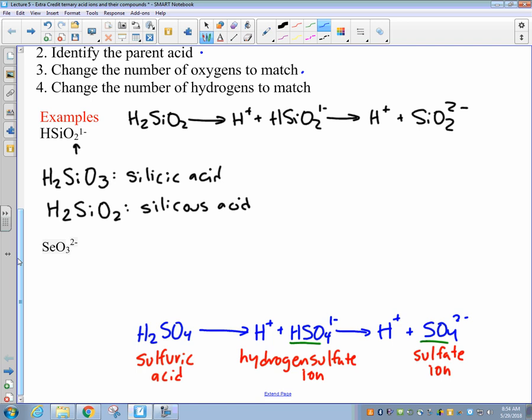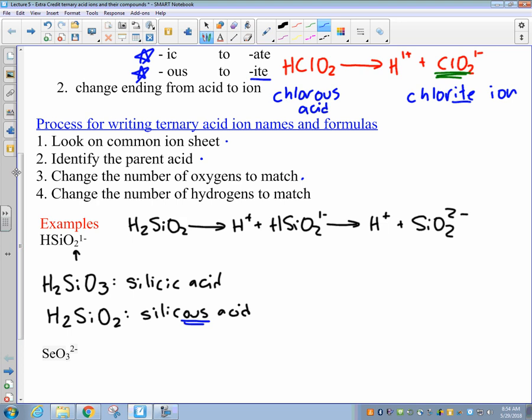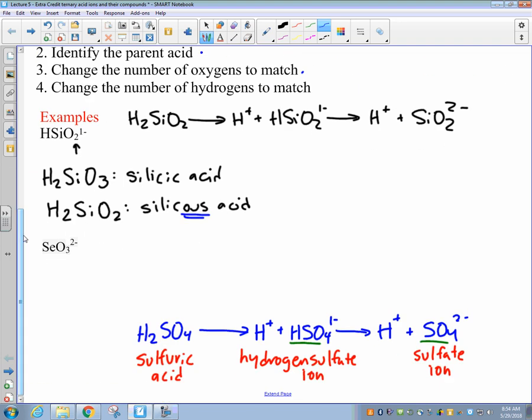And again, we're going to follow our conventions now. Since the acid H2SiO2 is an us acid, that is silicous acid, us acids make ite ions, and as such, the ion derived from silicous acid is the silicite ion. And then the one that we're looking for, that species HSiO2 1 negative, gets modified with the prefix hydrogen, meaning this species is therefore the hydrogen silicite ion. So there we go, we've got hydrogen silicite ion.